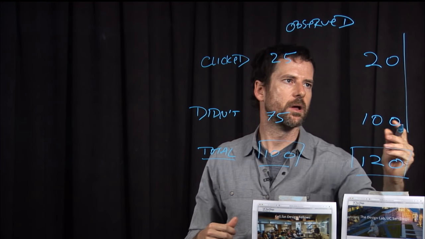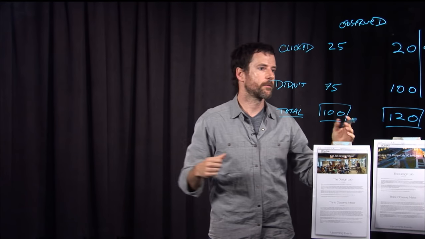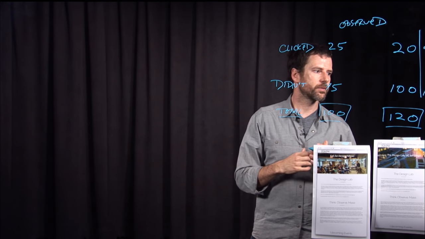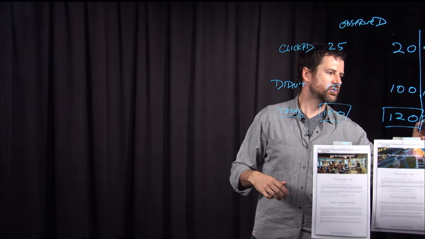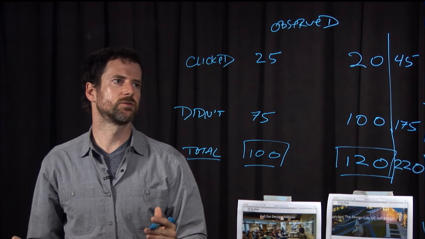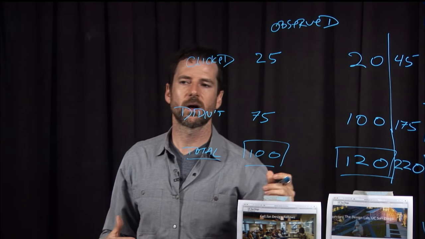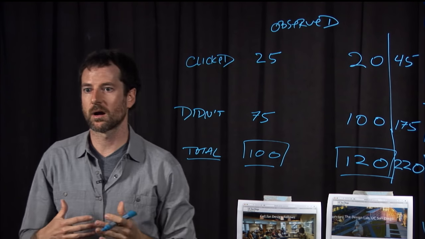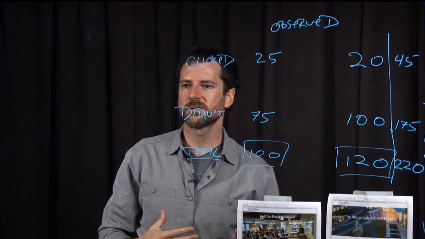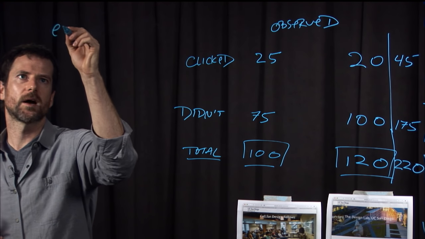So what we can do is sum this row of people who clicked. There were 45 people who clicked across both. And there were 175 people, these poor souls, who didn't click across both. And we had a total of 220 participants who saw both of these. So if our null hypothesis is true, we'll see no statistically significant difference between the behavior in this condition and our null hypothesis, and the behavior in this condition and our null hypothesis. What would we expect to see if each of these behaviors were drawn from this overall sample? That's going to be our expected value.